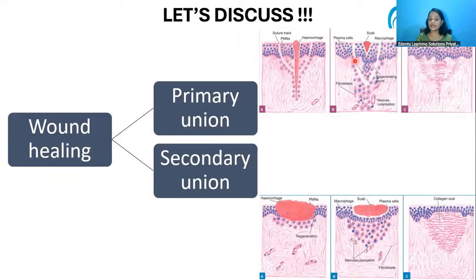Now next is the secondary wound. A secondary wound is just the opposite of a primary wound. It will be infected, it will be a large wound, and you cannot approximate the edges of the wound. These are the characteristics of the secondary wound.